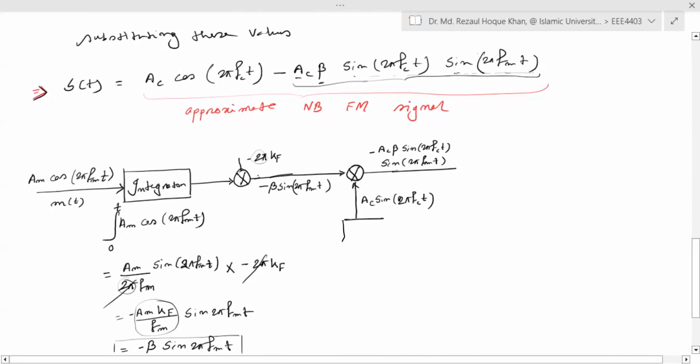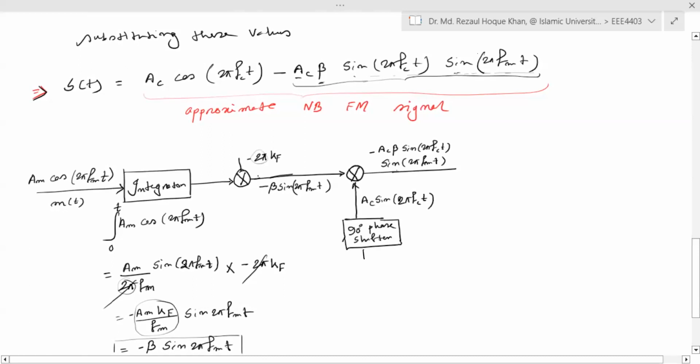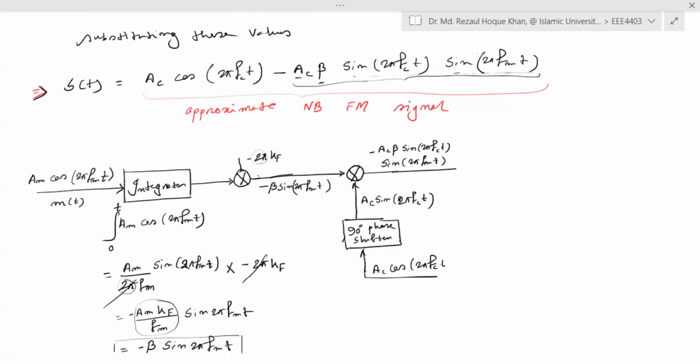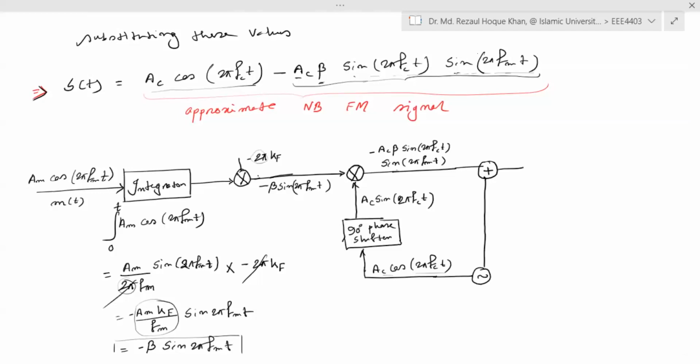Now this sine carrier will be generated by a 90 degree phase shifter. The original signal will be Ac cos 2 pi fc t, which is generated by a local oscillator, a cosine oscillator. Now, if I add another summer or adder circuit, these two terms will be added, and the output will be exactly this narrowband FM signal, the frequency modulated signal, which is exactly the s(t) signal.